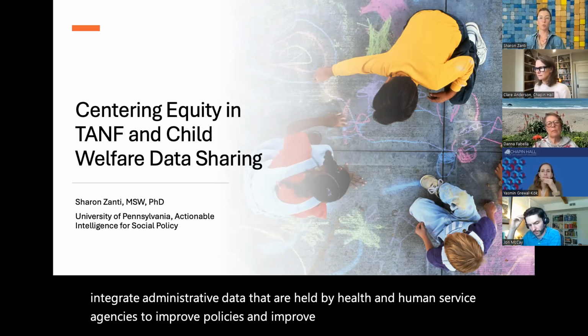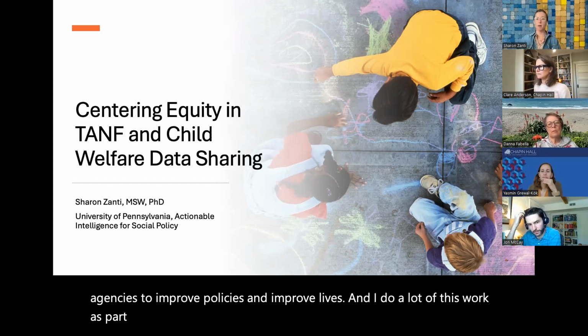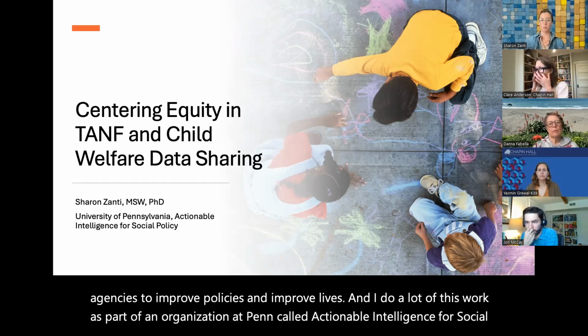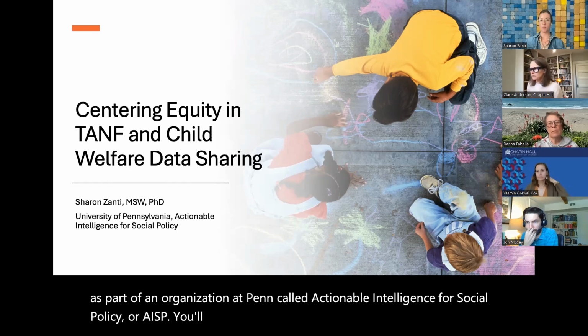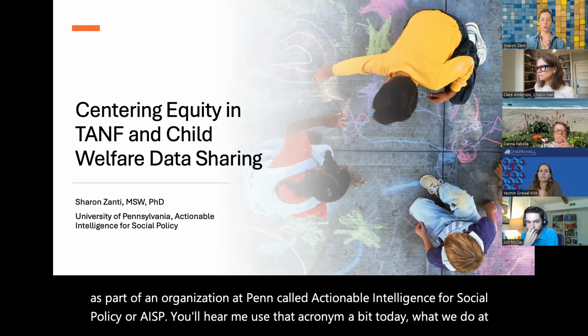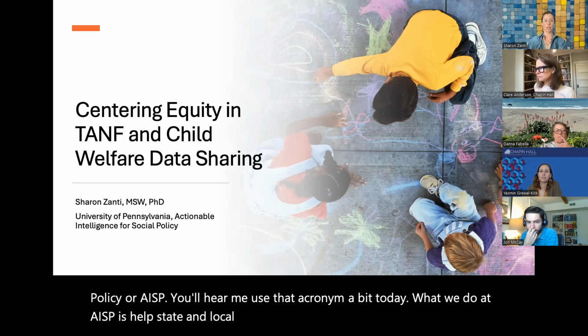And I do a lot of this work as part of an organization at Penn called Actionable Intelligence for Social Policy, or AISP. You'll hear me use that acronym a bit today. What we do at AISP is help state and local human service agencies collaborate and responsibly use their data.